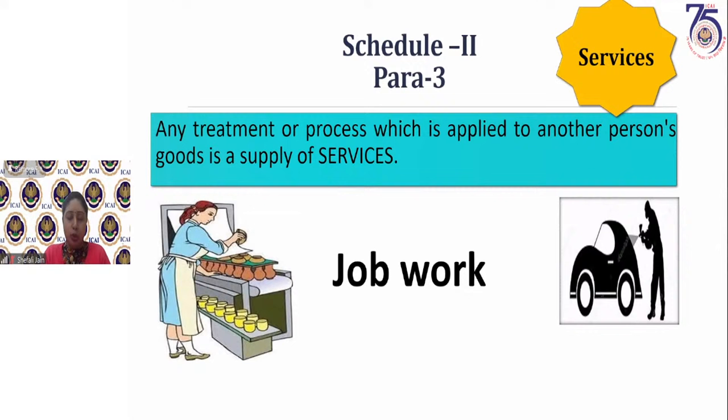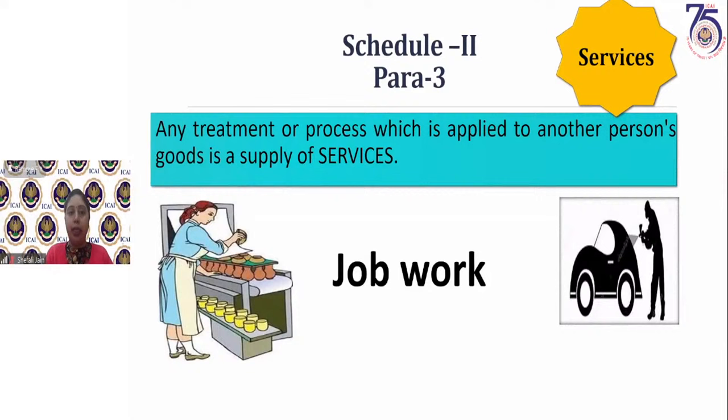Job work is a very common practice in the manufacturing industry. For example, car manufacturing. The body of the car is manufactured by one person, tires are sometimes manufactured by another person, or painting is done by a third person. So these are the job workers who are actually carrying out a process on another person's goods.